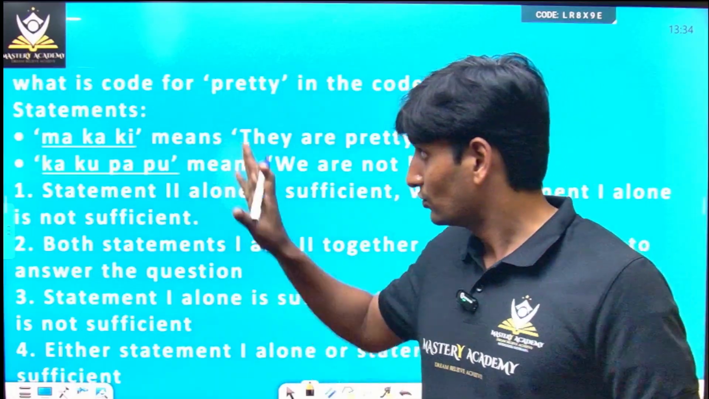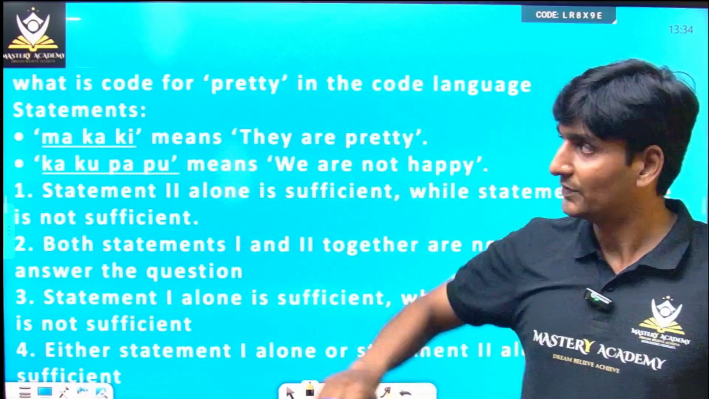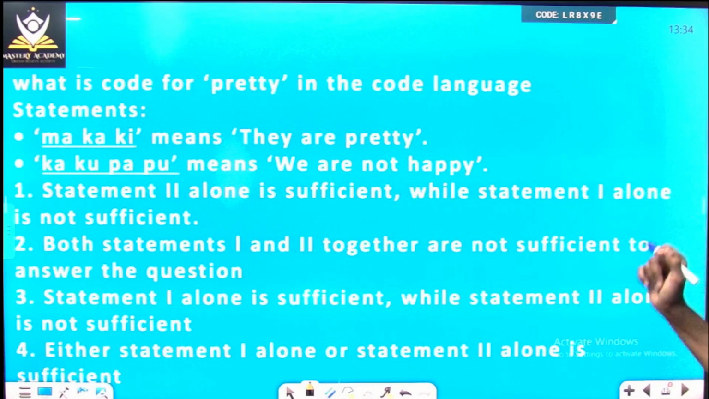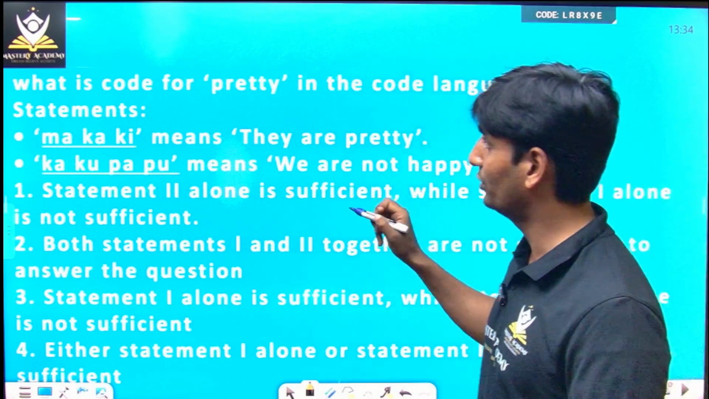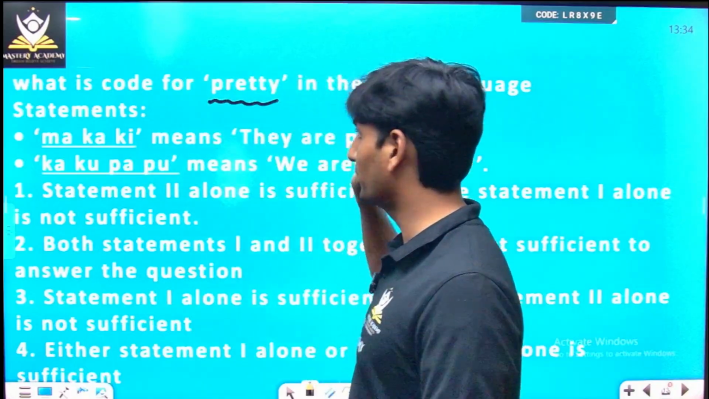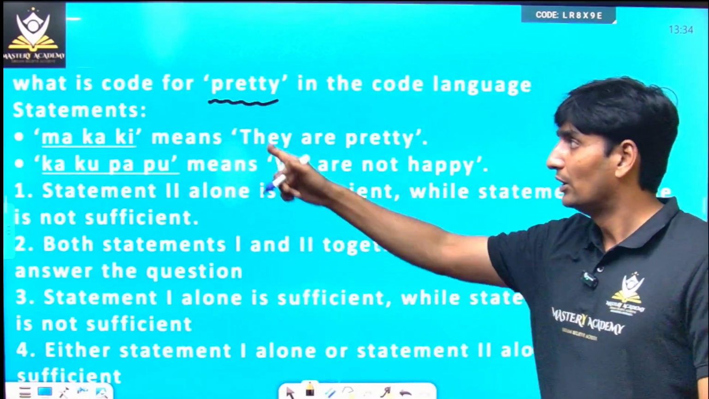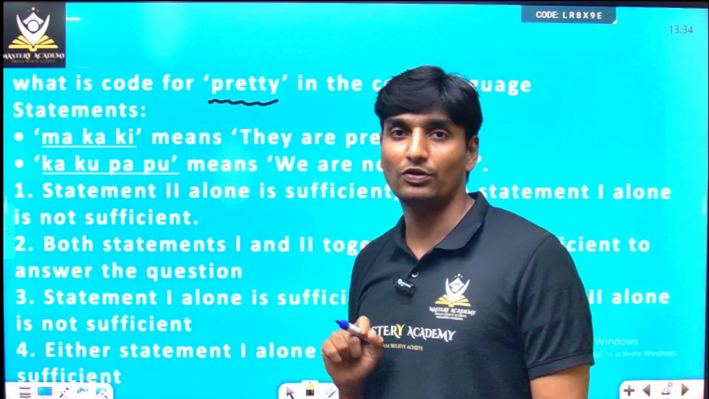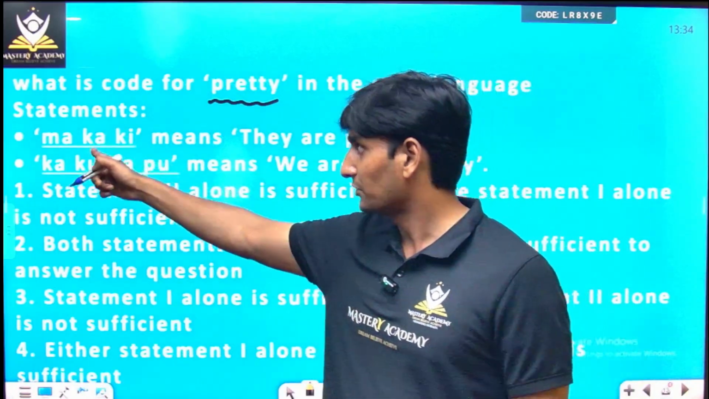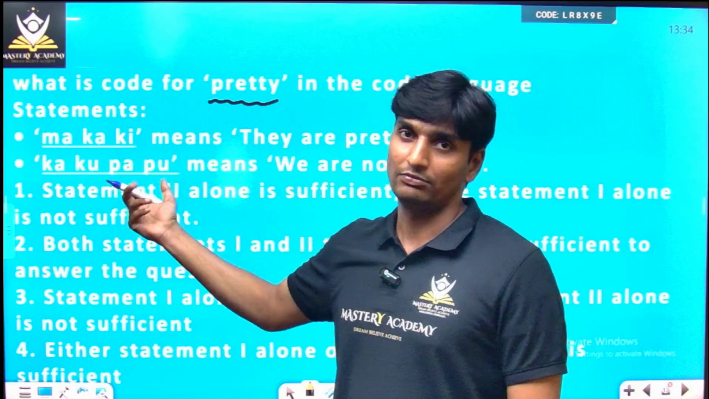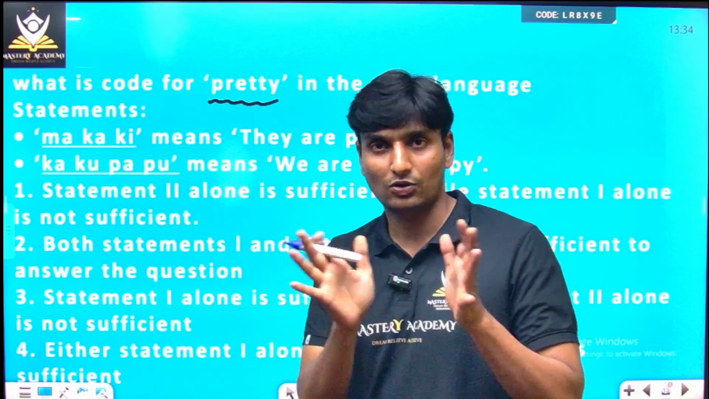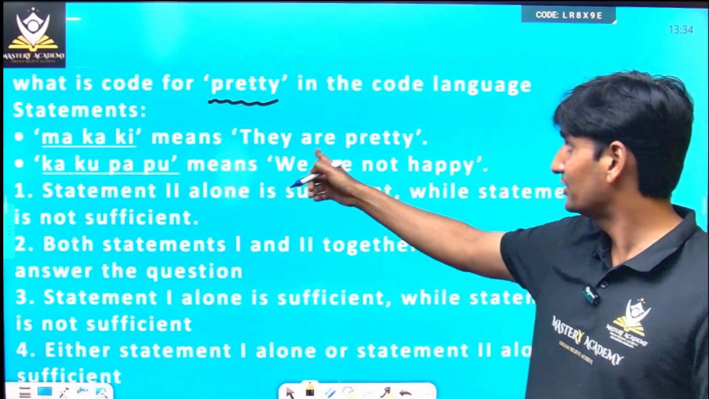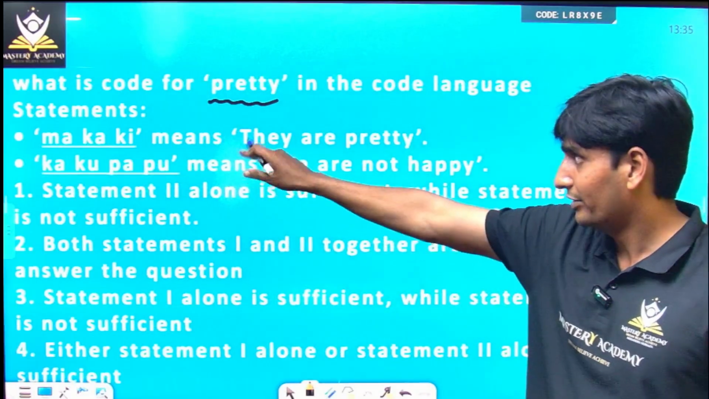Okay, coming back to the logical coding, see here, what is the code for pretty in the code language? Pretty is a word, beautiful, good looking, handsome, that's the meaning. So you will have to identify what is the code for the word pretty. Statements: yame ma kaki, these are just the pronunciation, a code-based format that they have given. So yame ma kaki means they are pretty.